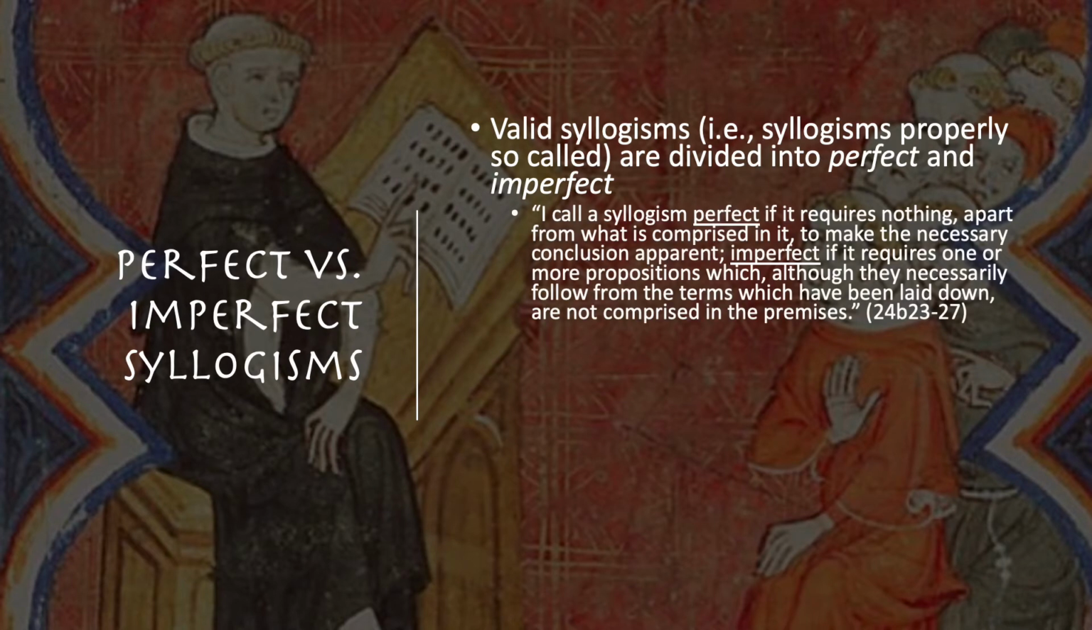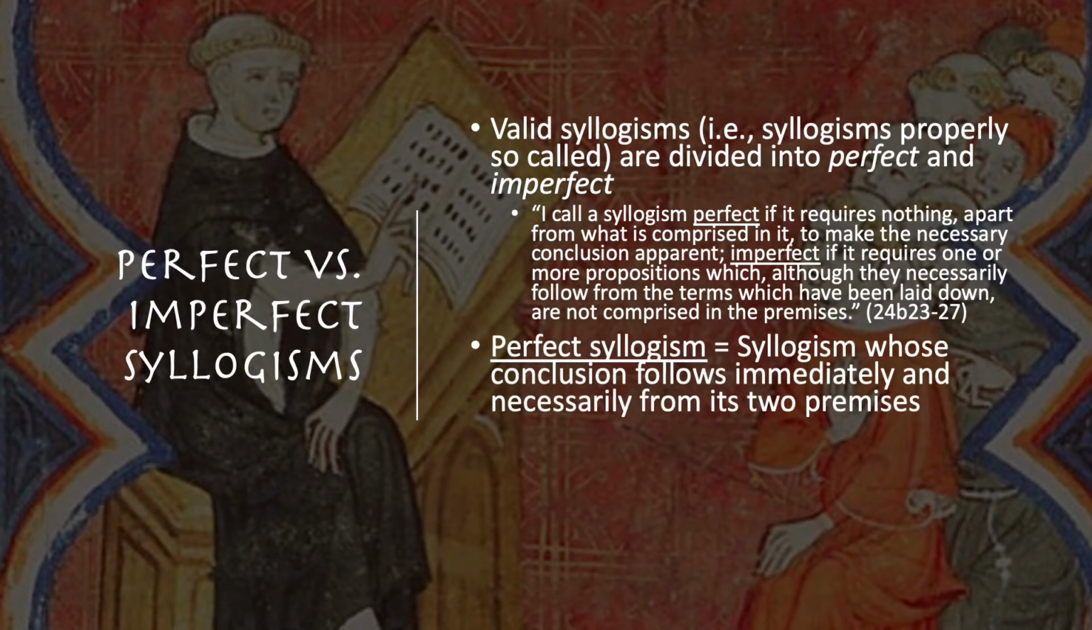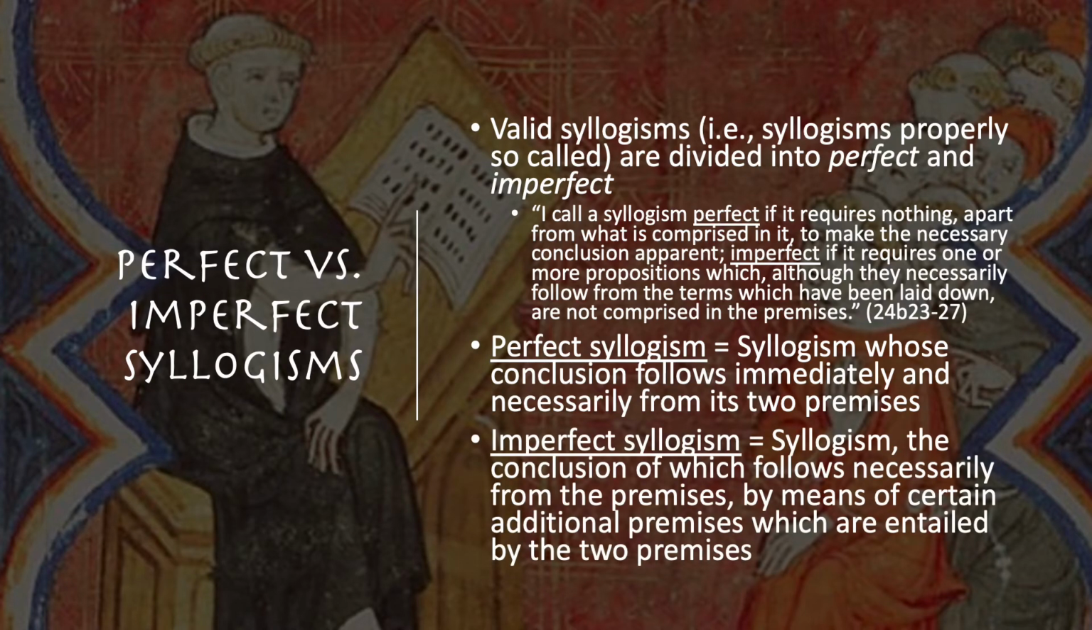Aristotle describes the perfect and imperfect syllogisms as follows, quote: "I call a syllogism perfect if it requires nothing apart from what is comprised in it to make the necessary conclusion apparent. Imperfect if it requires one or more propositions which, although they necessarily follow from the terms which have been laid down, are not comprised in the premises." A perfect syllogism, then, is a syllogism whose conclusion follows immediately and necessarily from its two premises. An imperfect syllogism, on the other hand, is a syllogism, the conclusion of which follows necessarily from the premises by means of certain additional premises which are entailed by the two premises.